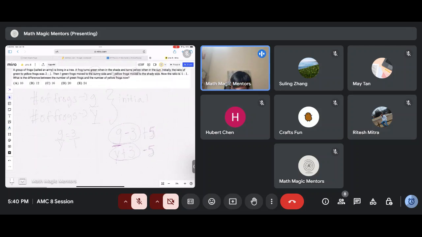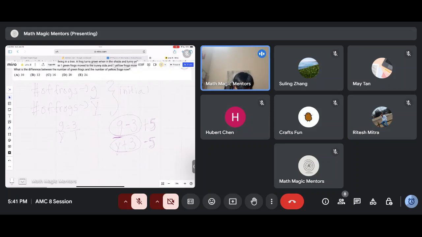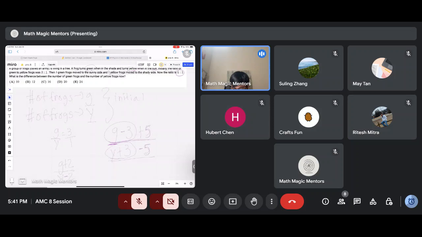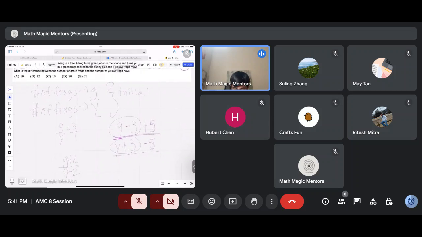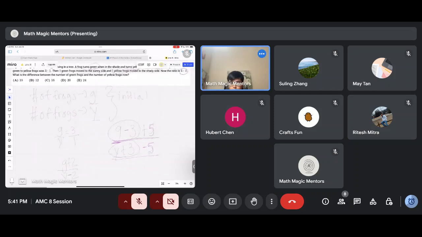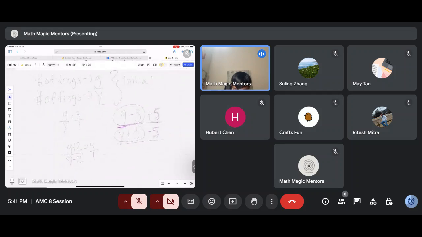So now the last bit of the problem says that the ratio is 4 to 1. This means g plus 2 over y minus 2, because g minus 3 plus 5, we add these up, right? And we get whatever the ratio. So to establish another relationship, we say that the ratio is 4 to 1.